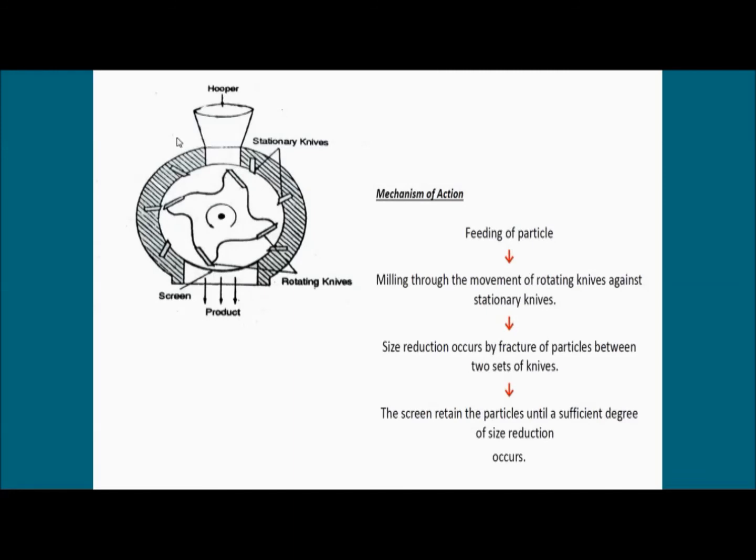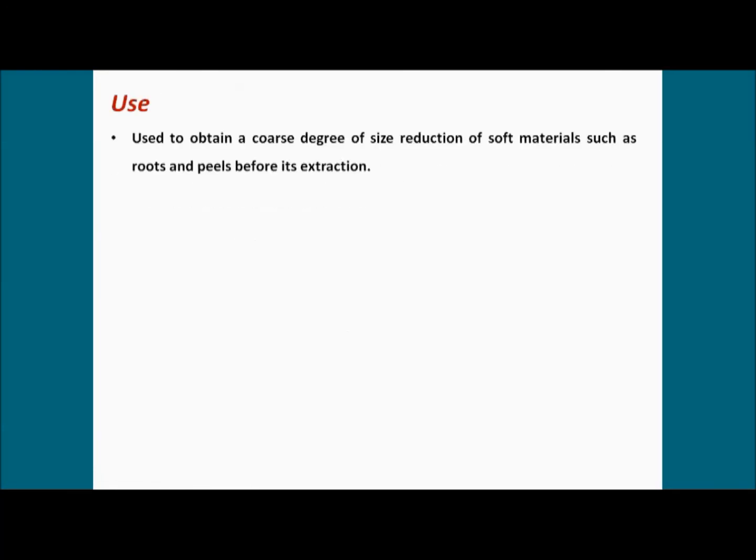Milling through the movement of the rotating knives against the stationary knives. Then the size reduction occurs by fracture of the particles between the two sets of knives. And finally the screen retains particles until a sufficient degree of size reduction occurs, then you can take them out. Now use: it is used to obtain a coarse degree of size reduction of soft material such as roots and peels before extraction. For herbal drug production, it is basically used. Moreover, it is used for crude animal as well as vegetable drugs.